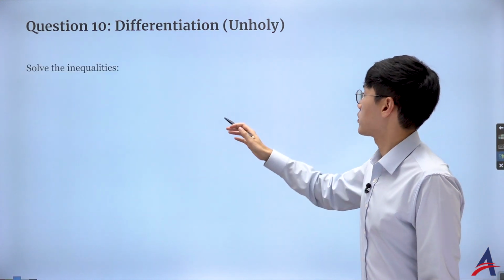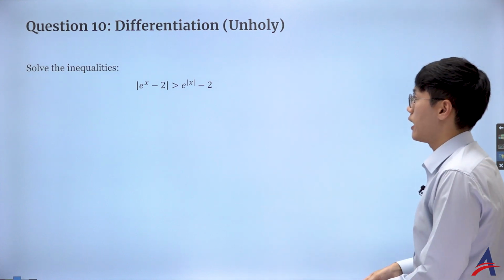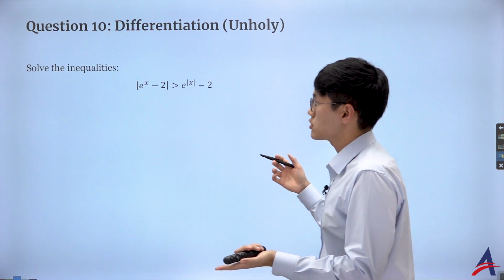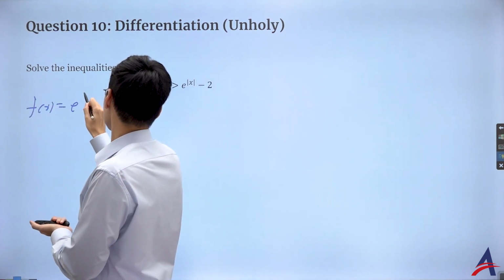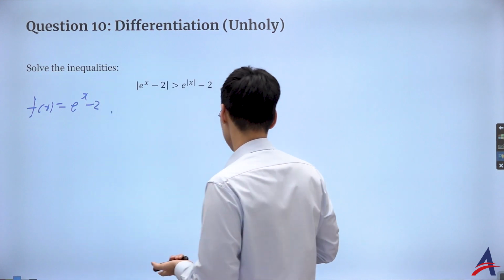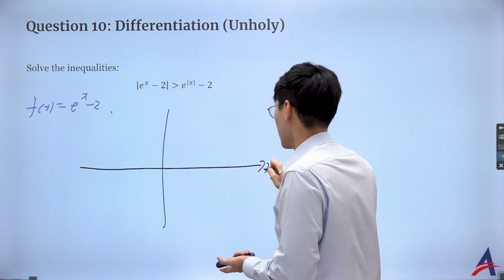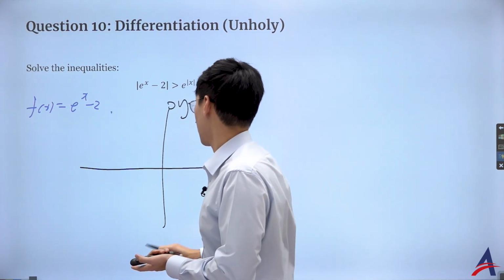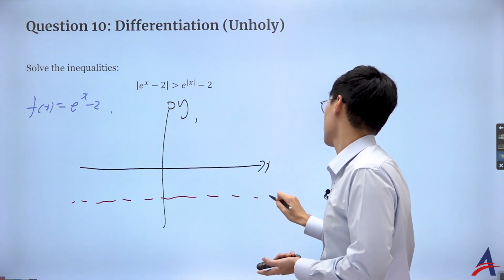So if you look at the first problem here, I'm doing the unholy version of the problem. Before I do anything, I would sketch the typical function first. The original function, let's claim that this is the exponential function, and that's pretty straightforward for us to sketch. It's got the horizontal asymptote of a negative 2. So I'm going to indicate y equal to negative 2 just like that.